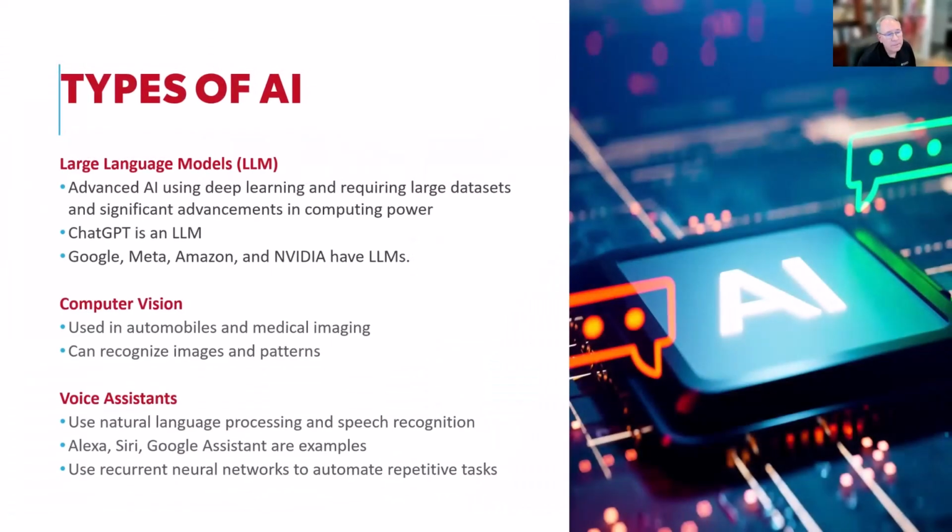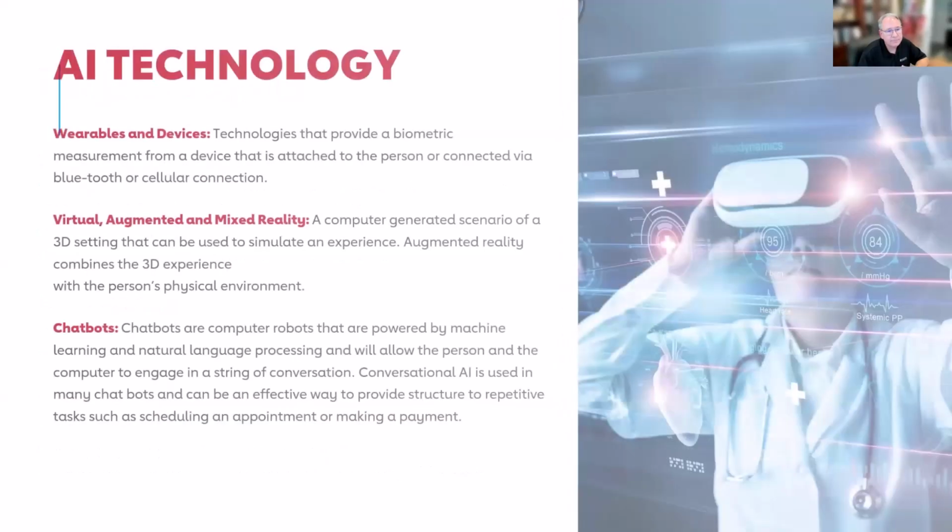So what are the types of AI? So there are large language models. These are advanced AI that are using deep learning, that are used in things like ChatGPT and then many other forms now. They're also used in computer vision, in automobiles, in medical imaging. They can recognize images and patterns. They're also used in voice assistants using natural language processing and speech recognition, so things like Alexa, Siri, the Google Assistant, and they use recurrent neural networks to automate repetitive tasks.